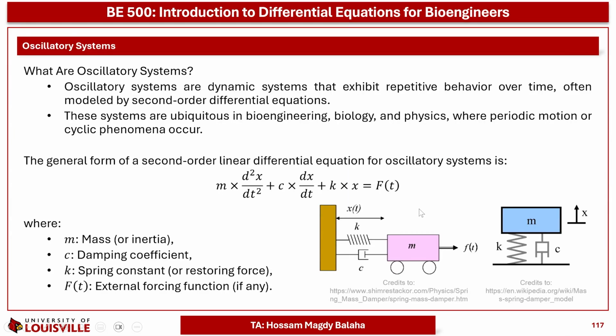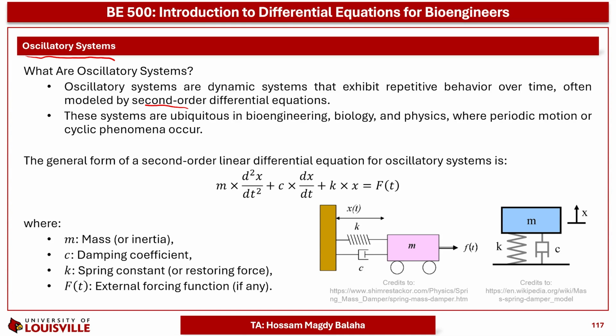Now, after understanding the meaning of homogeneous and non-homogeneous equations and how to declare the general solution for the homogeneous equation based on the discriminant, let's take another concept called oscillatory systems. Oscillatory systems are dynamic systems that exhibit repetitive behavior over time, often modeled by second-order differential equations. And these systems can be found in different fields such as biology, bioengineering, and physics.